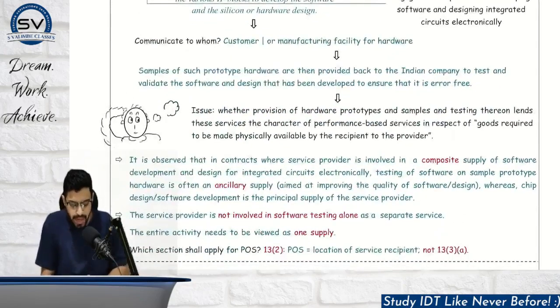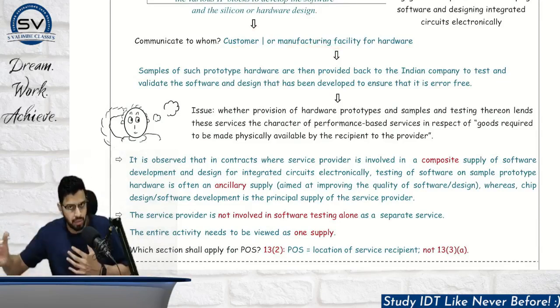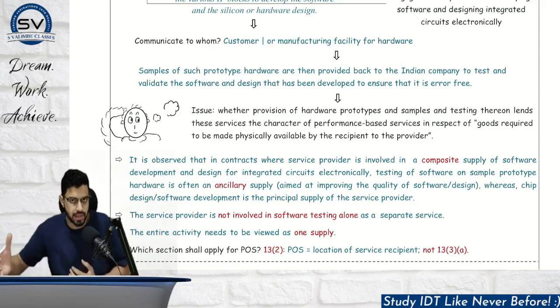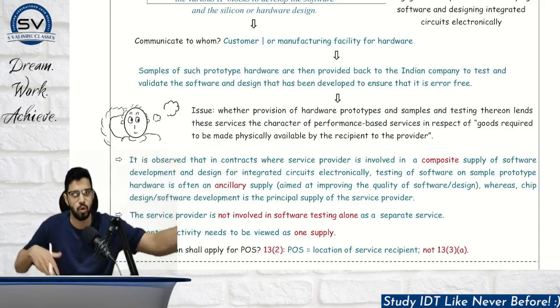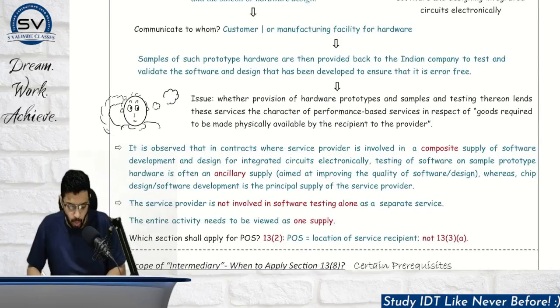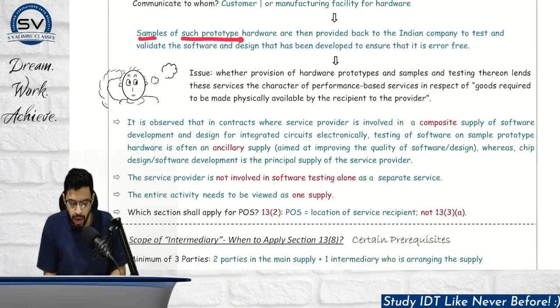Now, this communication by Wipro will either happen to the customer, that is the foreign client, or to the manufacturing facility for the hardware. The foreign client may say that once the work is done, don't provide back the hardware designs that you have formed, communicate them to the actual manufacturer in China who is going to work for us. Okay, now samples of such prototype hardware. Now what will happen? Manufacturing will happen.